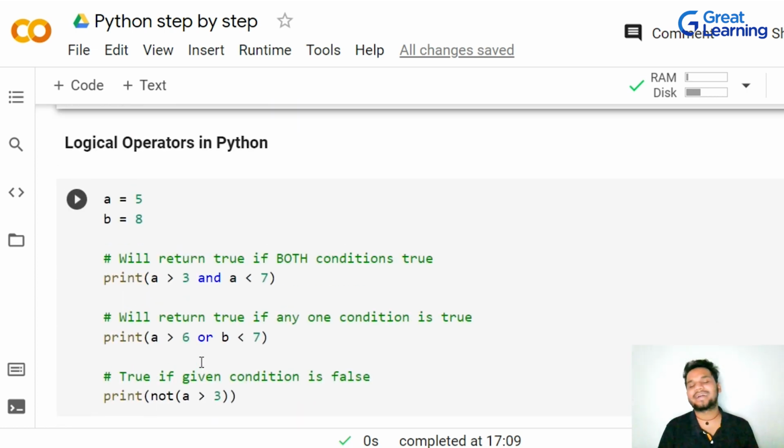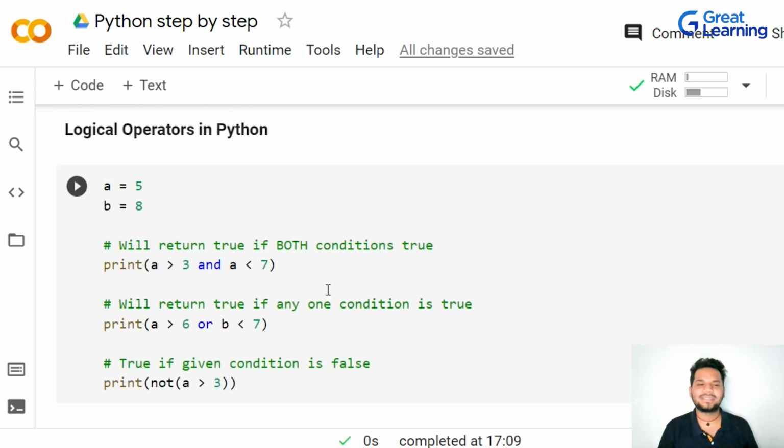The next thing we're going to take a look at is logical operations. Logical operations are really, really fascinating because it literally talks about logic.